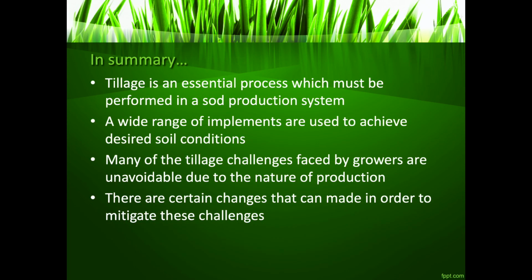So in summary, we have discussed all elements of the tillage system in sod production. With that being said, there are a few key concepts that are important to note. Tillage is an essential process which must be performed in a sod production system. A wide range of implements are used to achieve desired soil conditions. Many of the tillage challenges faced by growers are unavoidable due to the nature of production, and there are certain changes that can be made in order to mitigate these challenges.